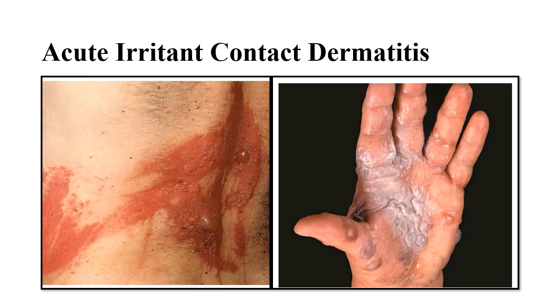Now this picture shows irritant contact dermatitis which occurred following application of a cream for backache. We can see the massive erythema. There is also blister formation. And this contact dermatitis resulted from an industrial solvent. In this we can see massive blistering on the palm.